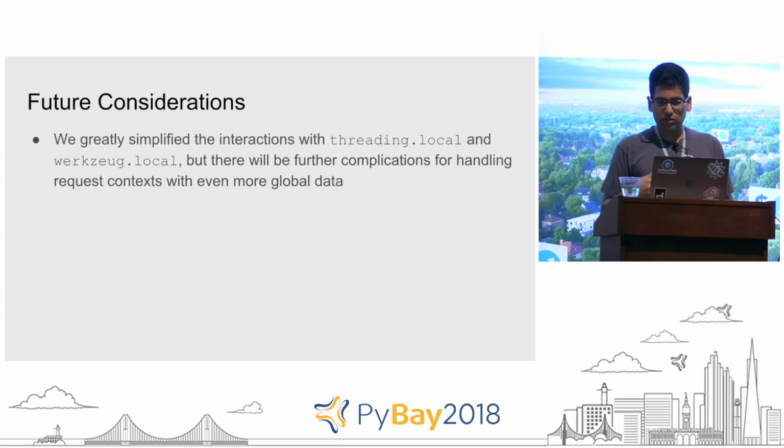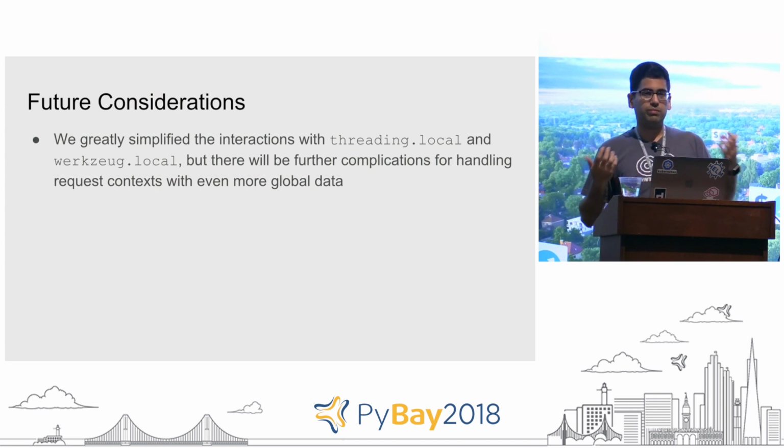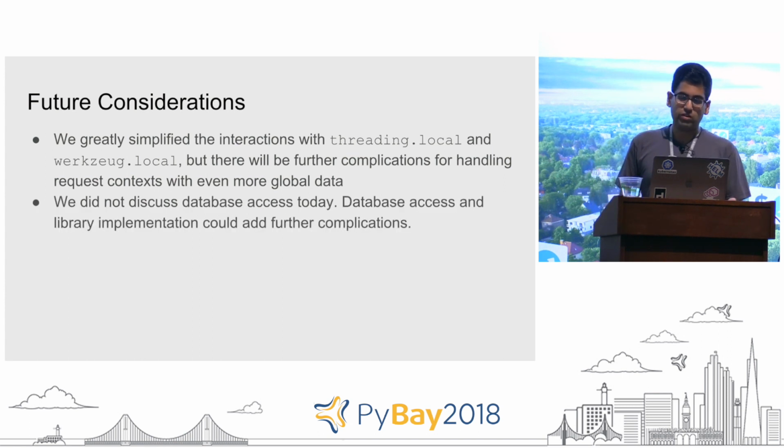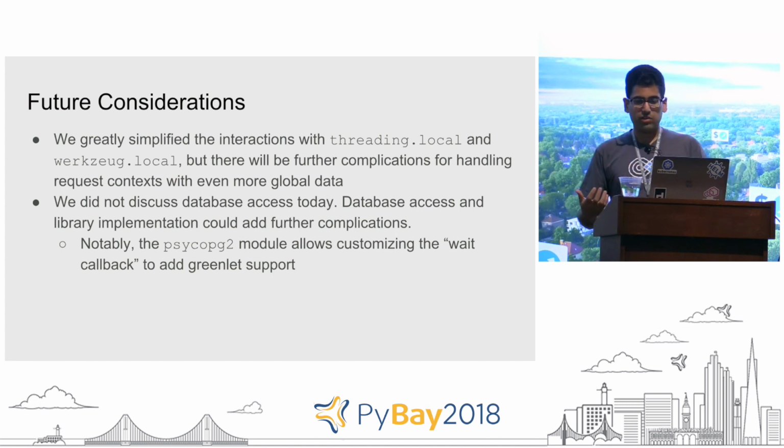In this example, we greatly simplified the interactions of threading.local with werkzeug.local. We used that release local function as a shortcut. But there are going to be further complications. You'll have to manage these things, and your application will determine what you have to do. We didn't discuss database access today. Database access and library implementation can create a lot of complication that is a little beyond the scope of this. Notably, we've run into this with the psycopg2 module. It allows customizing the wait callback to add greenlet support, but the psycopg2 code is not green thread safe, so it's not quite reentrant in the green thread world.